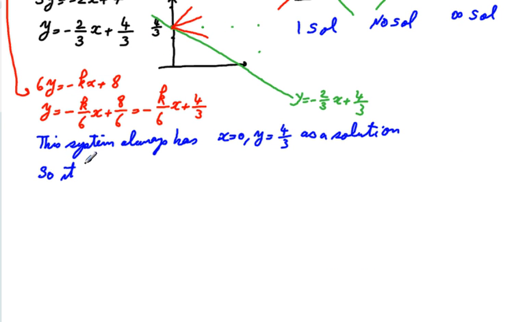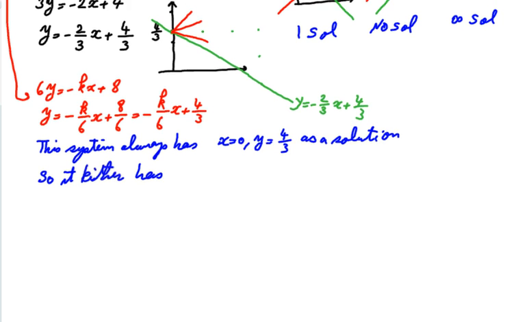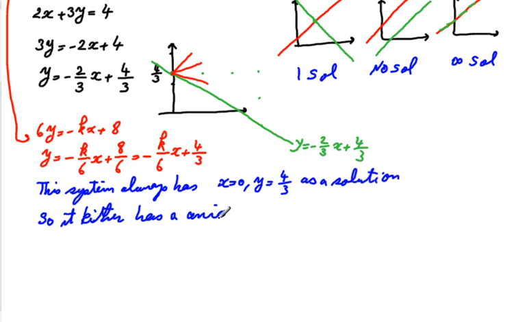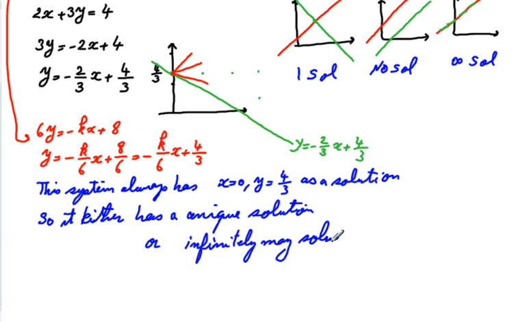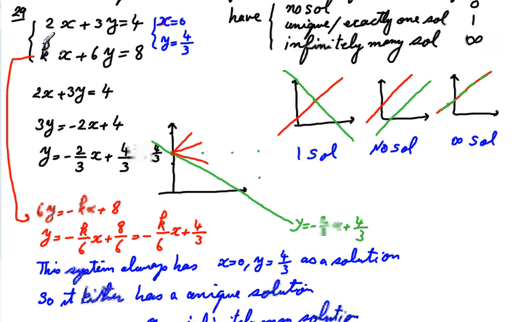So it either has a unique solution, meaning that is the only solution it has, or infinitely many. What this problem is really asking you to specify is the values of k that lead to that case and values of k that lead to that case. So what should k be? That you have definitely exactly one unique solution and no more.